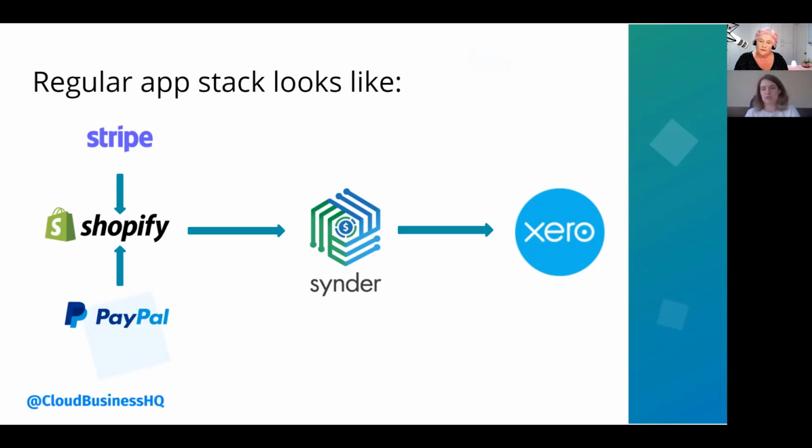So this is how our regular stack would look. So we have Stripe, PayPal, and Shopify, and through Synder, they're integrated to Xero. But for sure, if you're using Amazon, Stripe, and PayPal and Square, this also works totally fine. So yeah, this is just the most frequent thing, I would say.